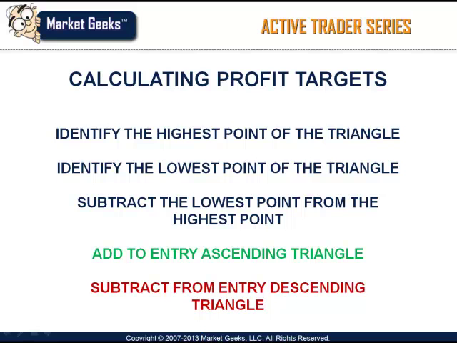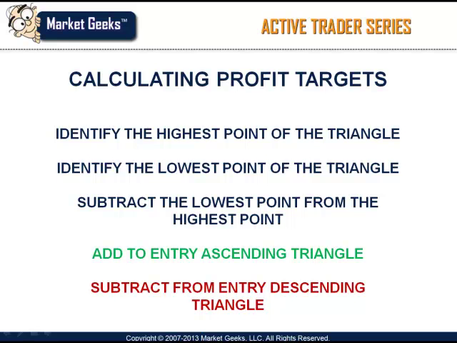The next step is figuring out your profit target level. Fortunately, calculating the profit target is the same across the 3 different types of triangles. You simply identify the highest point of the triangle and subtract the lowest point of the triangle. If you're trading a long position, add the difference between the highest point and the lowest point to your entry price. And if you're trading to the downside, you subtract the difference between the high point and the low point from your entry price.